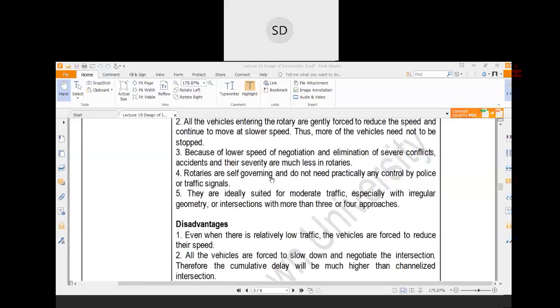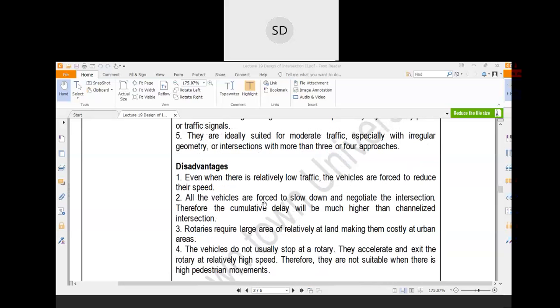Rotaries are self-governing and do not need practically any control by police or traffic signals. In the rotary intersections, all the traffic streams are regulated easily, and they do not need any external use of traffic signals or traffic police. They are ideally suited for moderate traffic, especially with irregular geometry. Whenever the geometry of the intersecting roads is irregular, in that case a rotary intersection is very much suitable.